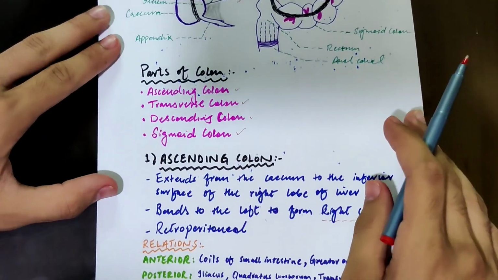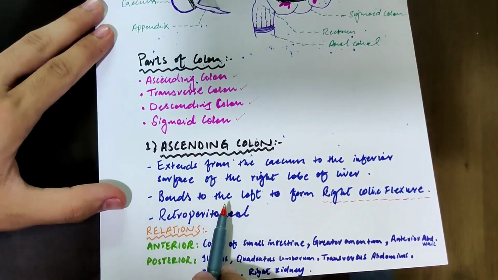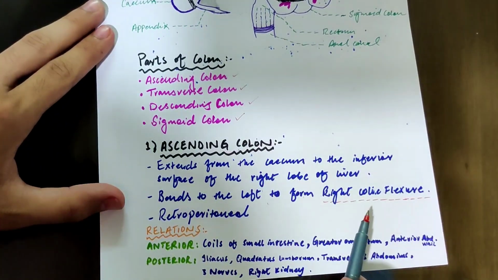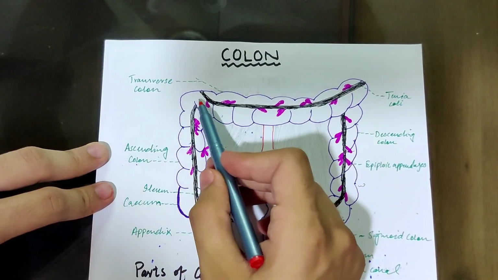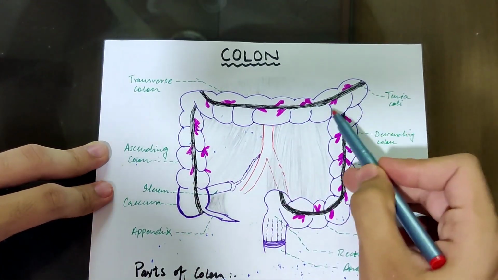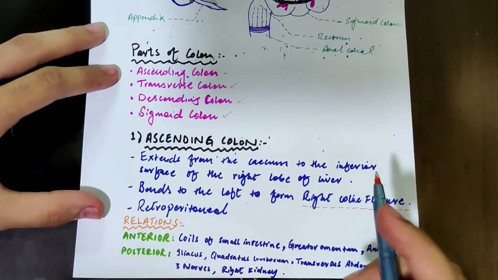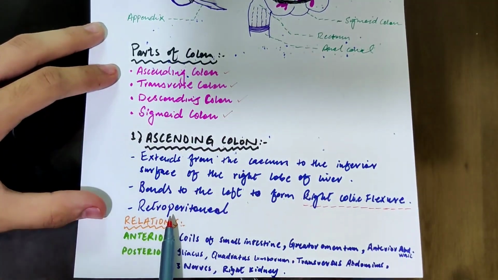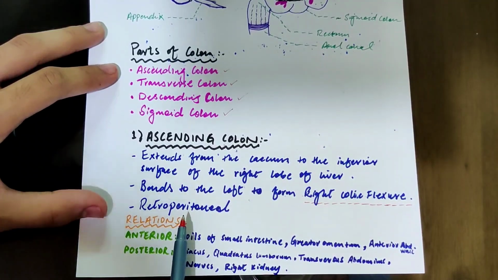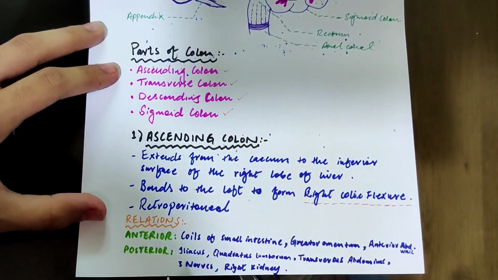Then we have its root. It basically bends to the left from the right colic flexure. Okay, this one is the right colic flexure and this is the left colic flexure. Basically it is an angle between the two colons. So it bends to the left to form the right colic flexure, and it is basically retroperitoneal, meaning that the peritoneum is not covering the ascending colon entirely.